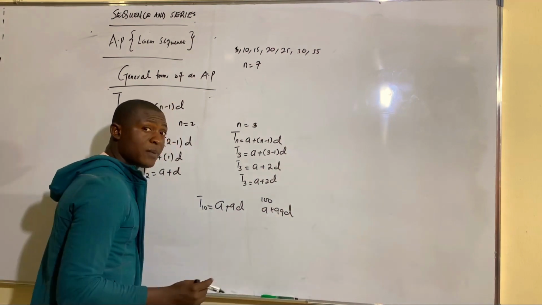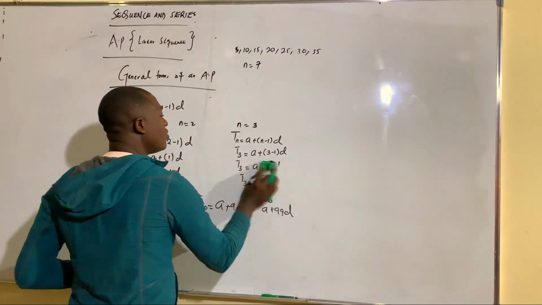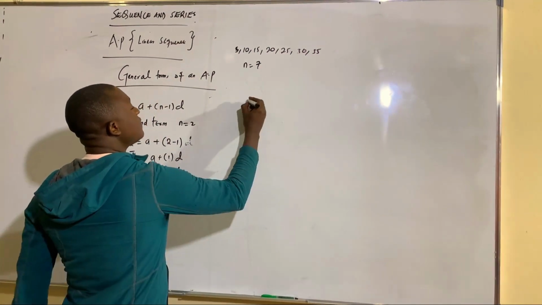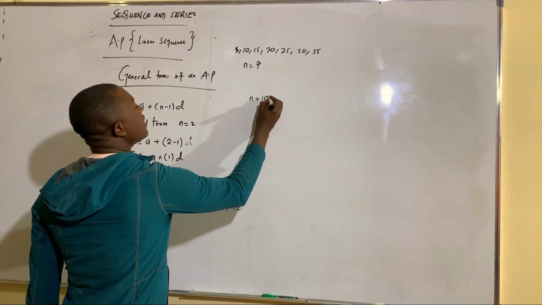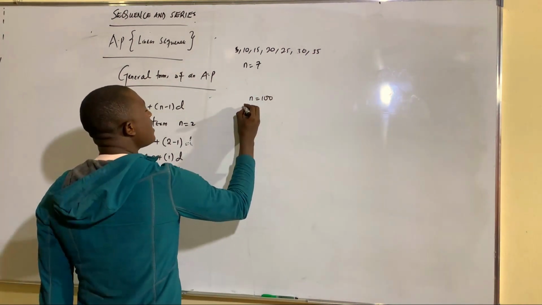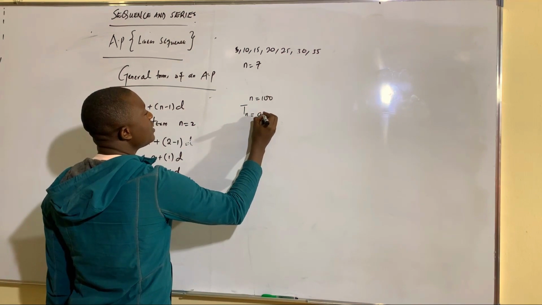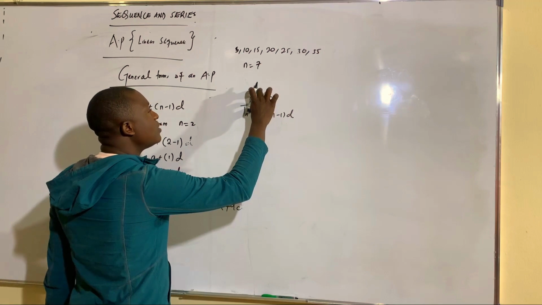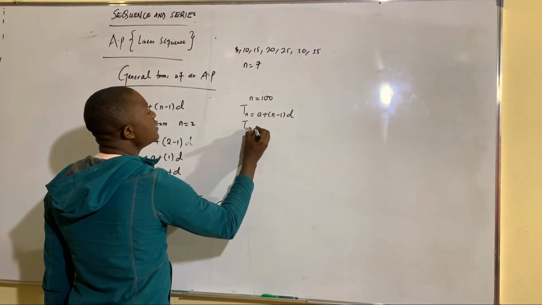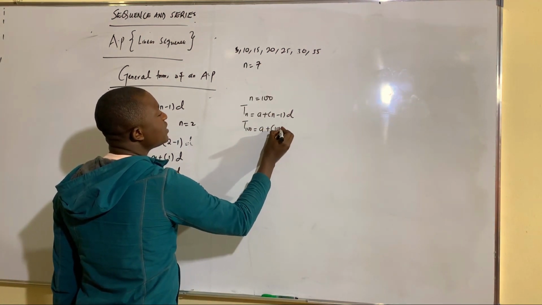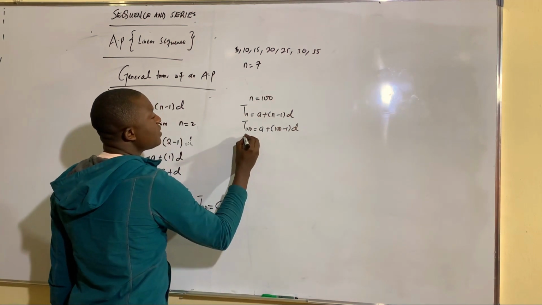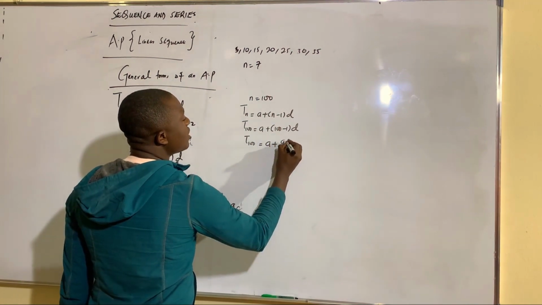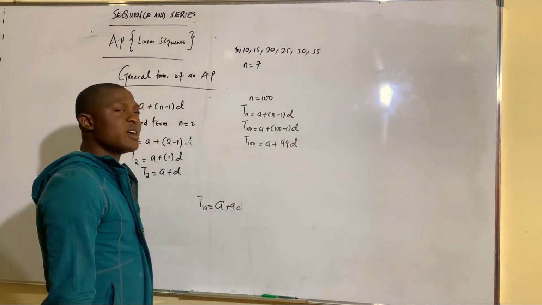If you get perplexed, let's quickly check that. I want to check for the 100th term. Why is it A plus 99D? When the number of terms is 100, if I apply the formula Tn equals A plus (n minus 1)D, then T100 is equal to A plus (100 minus 1)D. 100 minus 1 gives us 99D. You can see that it's very simple.